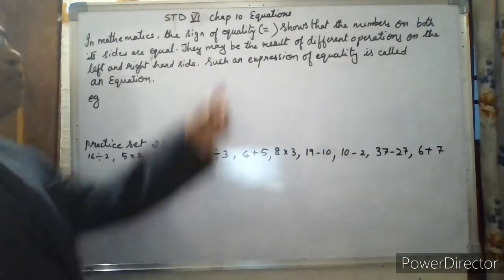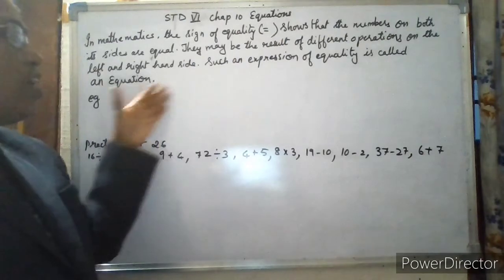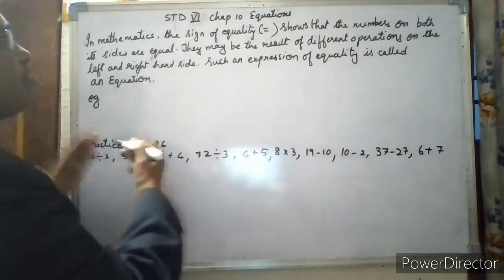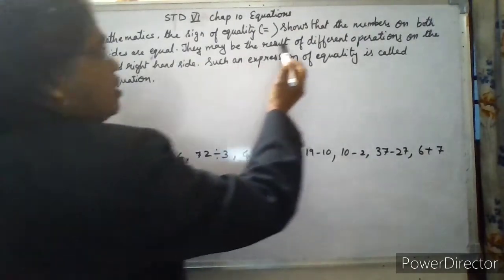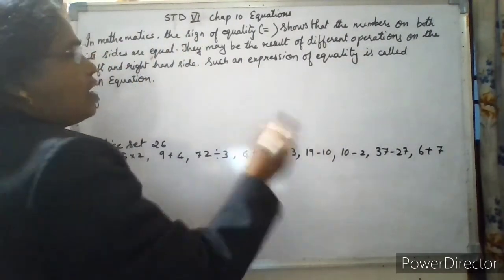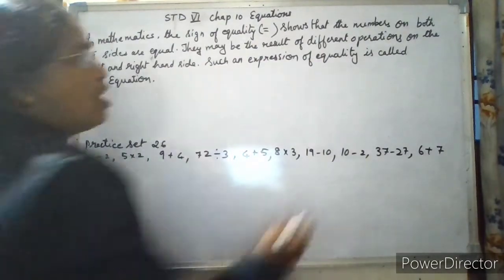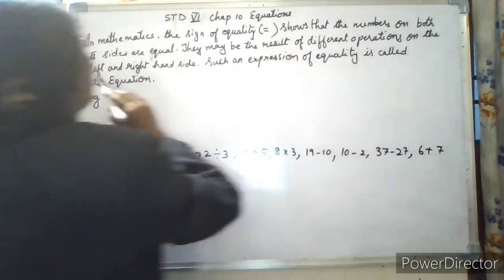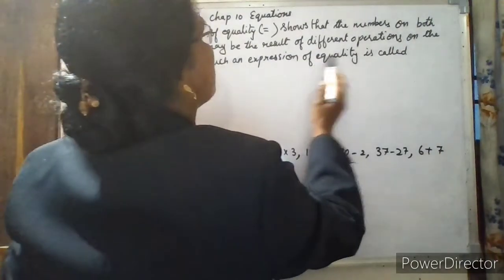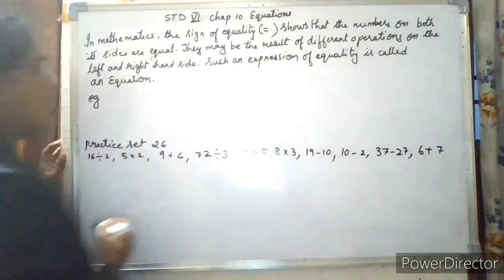This equal sign shows that whatever is there to the left and whatever is there to the right, both the sides are equal. They may be the result of different operations. So on both the left and right hand side, the operations may be different. Such an expression of equality is called an equation.